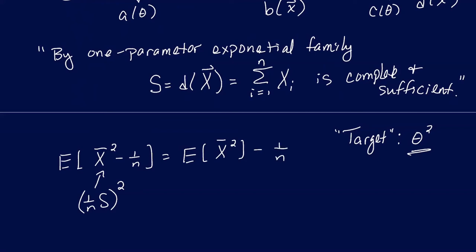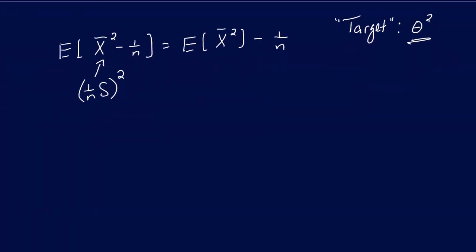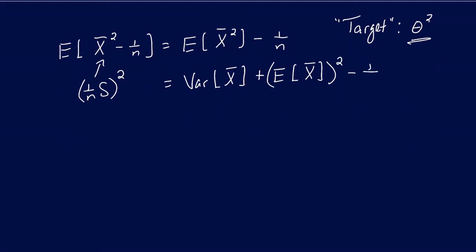And then anytime I want to find the expected value of something squared, I like to unravel the variance, because the variance of something is the expected value of that thing squared minus the expected value of that thing all squared. So we can unravel that and write this expectation as the variance plus the expected value of x bar all squared, and then we just have that minus 1 over n hanging out over there.